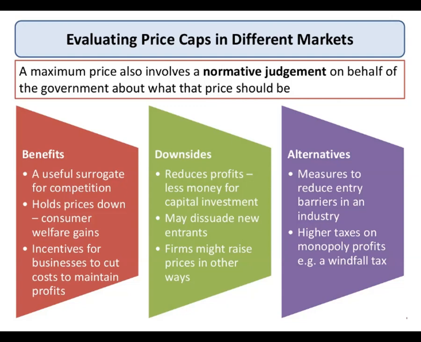Alternatives would be measures to reduce entry barriers in an industry. So rather than put a maximum price, rather than distort the market, why not look at deregulation, reducing the red tape, the rules and regulations that exist behind firms? Why not include ways to make it easier for new firms to enter the market and leave it to the disciplines of the free market? Allow there to be a natural shift outwards in supply due to the entrance of new firms supplying the good, which will therefore bring down the free market equilibrium price without creating a shortage.